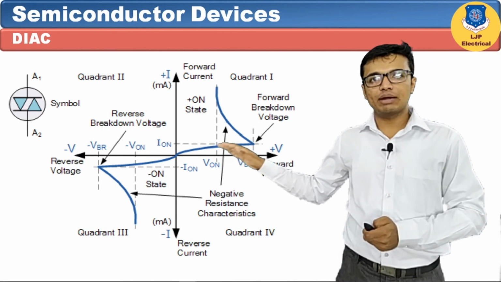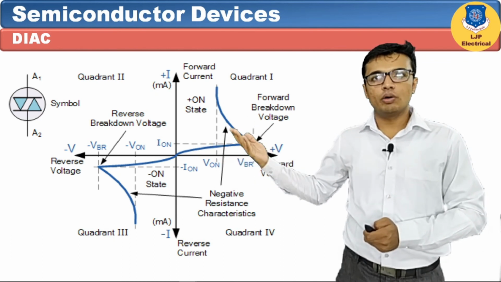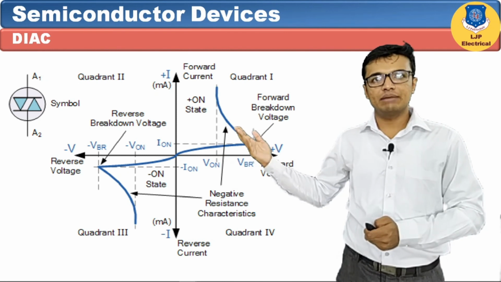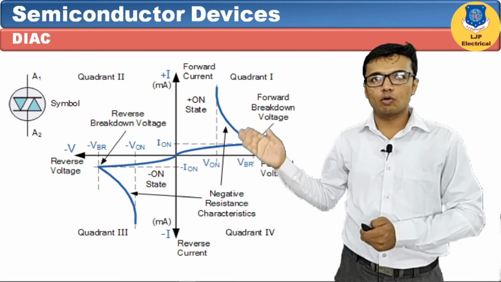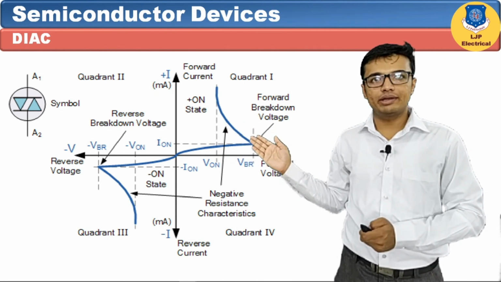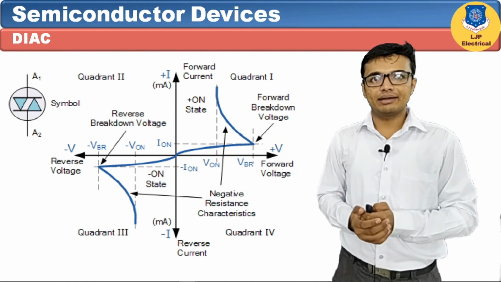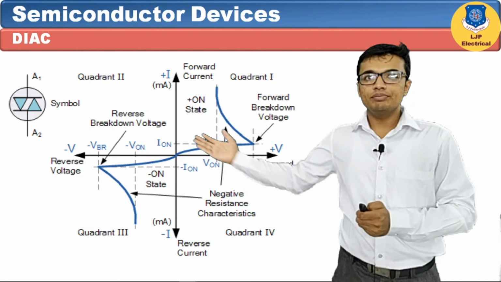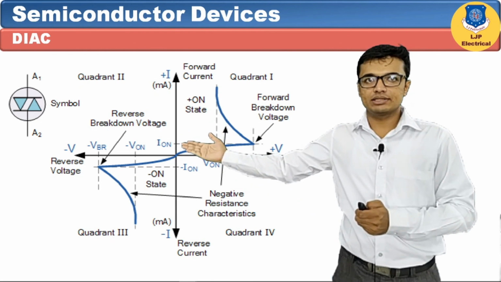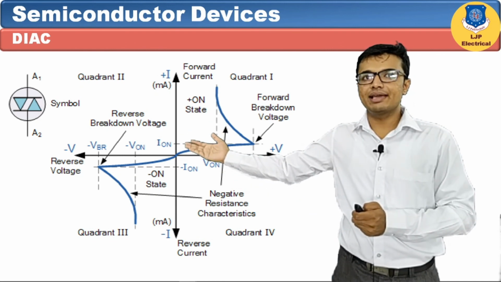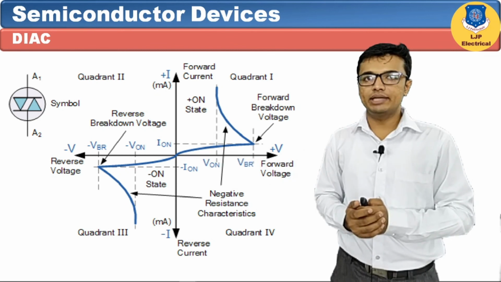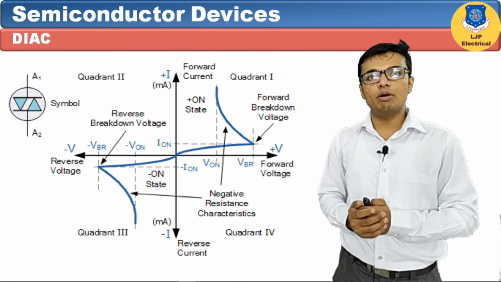After the forward breakdown voltage, DIAC will turn on and conduct current in both directions. If we apply forward voltage, then after the breakdown voltage it will conduct very high current. Also, it operates in the reverse direction. Up to the minus VBR voltage, it will conduct only leakage current. After the minus VBR voltage, it will conduct a very high amount of current.